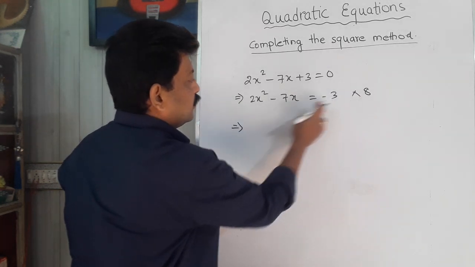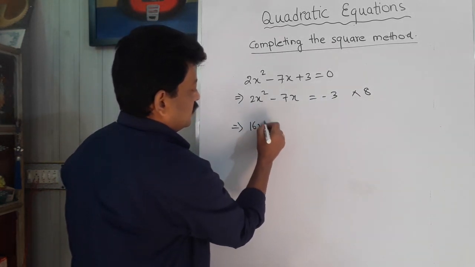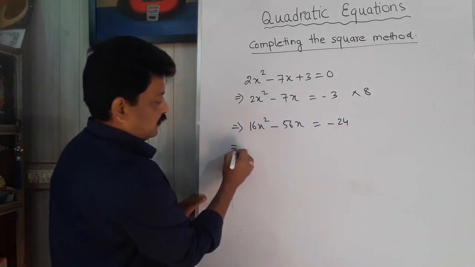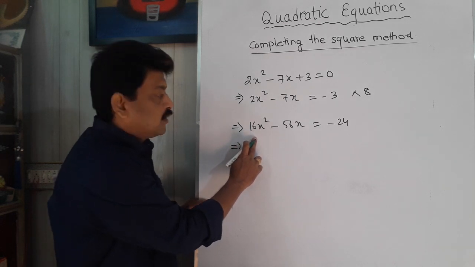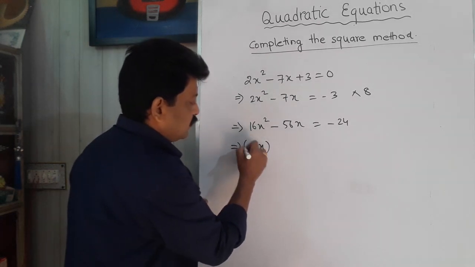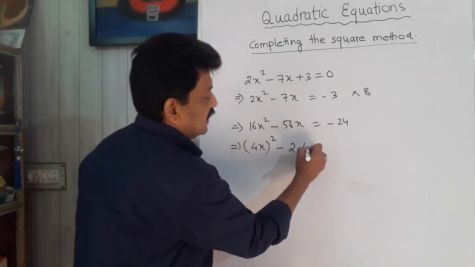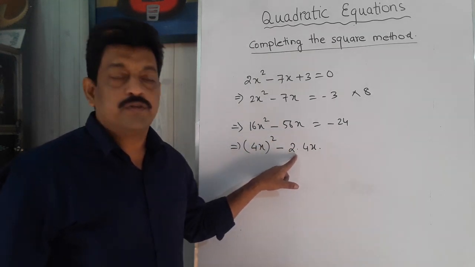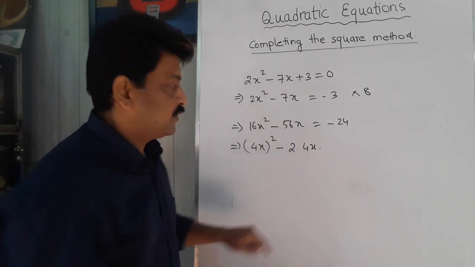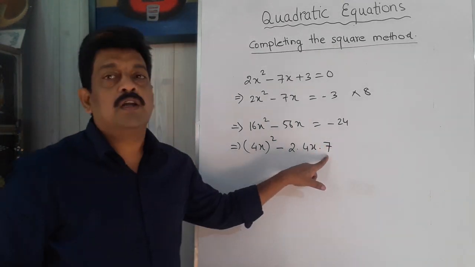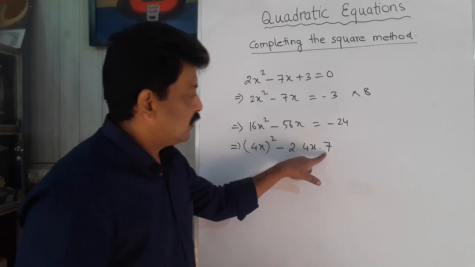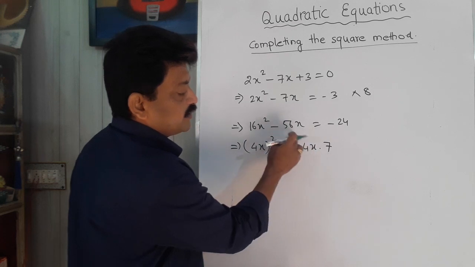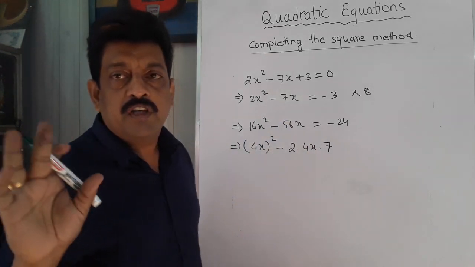So when I am multiplying the whole equation by 8, it becomes 16x square, this becomes 56x, and this becomes minus 24. Now 16 is a perfect square of 4. So this is 4x whole square minus 2ab. We have to make it 56. So we have already got 2 4s are 8, and 8 7s are 56. We can use a whole number here. Okay, so here b is 7. So 2 4s are 8, 8 7s are 56. It is matching. That means I don't have to use any fraction.